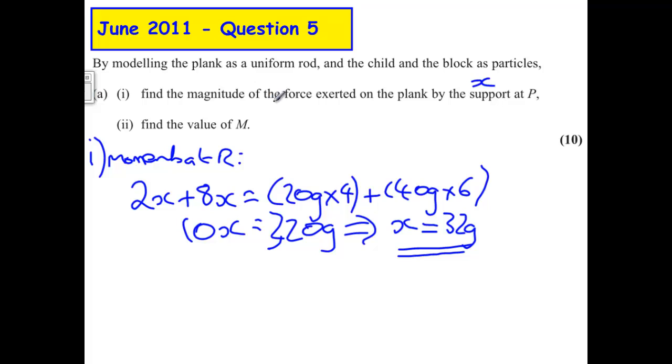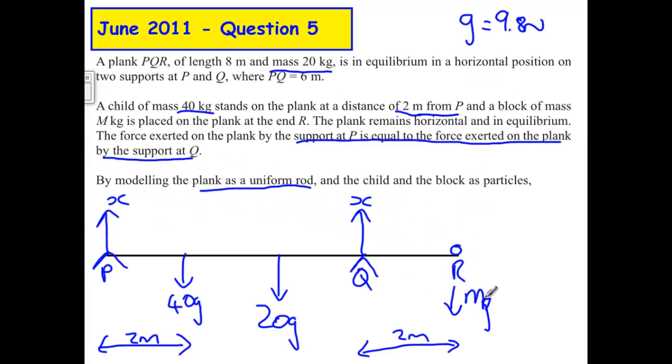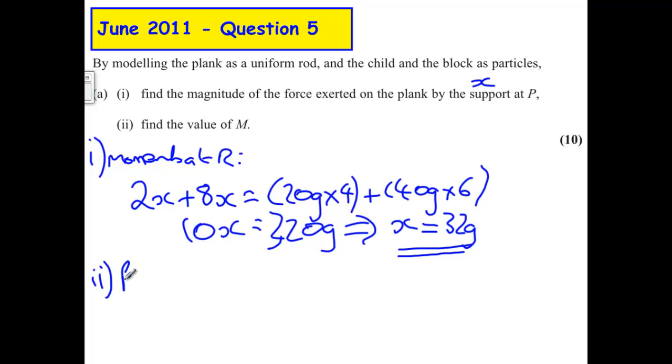Okay? So we've found x now. Part 2 is asking us to find the value of the mass m of the block which is resting at R. Now, the way we could do this, we could take another moments equation about another point. But what I'm going to do is resolve vertically. Because the plank is in equilibrium, I can set forces upwards equal to forces downwards.